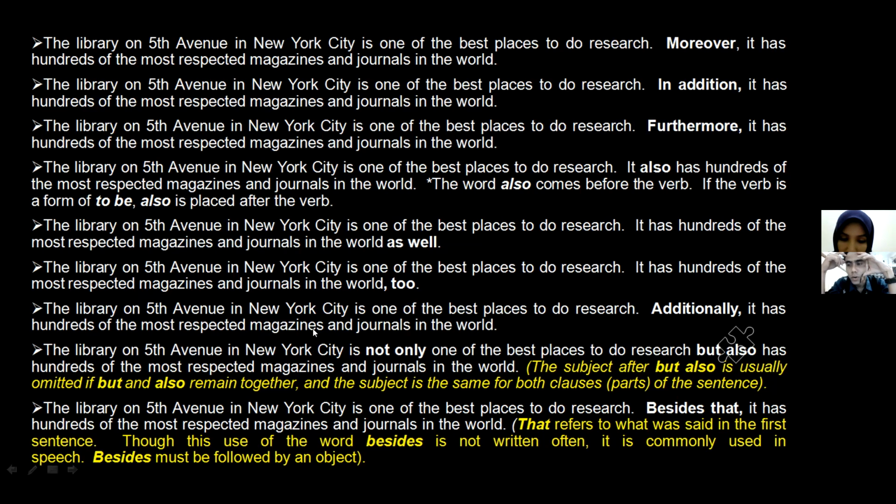Wait. Okay, no, because in the explanation on the first slide you said that the connectors are used to connect between words, right? So I just thought, when I found that there are two sentences, for example, the first sentence is the library on Fifth Avenue in New York is one of the best places to do research, and the second sentence is it has hundreds of the most respected magazines and journals in the world. So I thought all of the connectors should be put in the middle of the sentences.